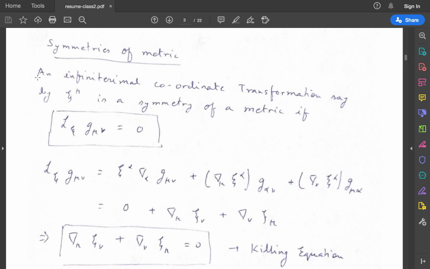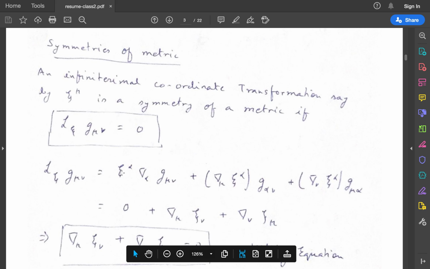Let us make an infinitesimal coordinate transformation by ζ^μ. ζ^μ is the symmetry of a metric if the Lie derivative of g_μν along ζ is 0. What does this mean? This means that L_ζ g_μν, because this is a tensor of rank (0,2), we know how the Lie derivative transforms it, and we write this equation. However, we know that the covariant derivative of g is 0, so this term is 0.